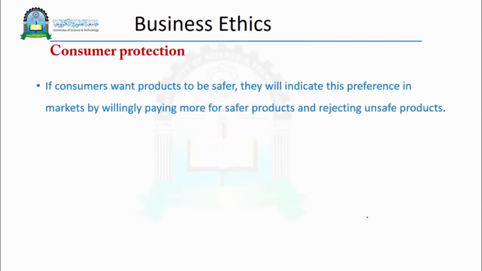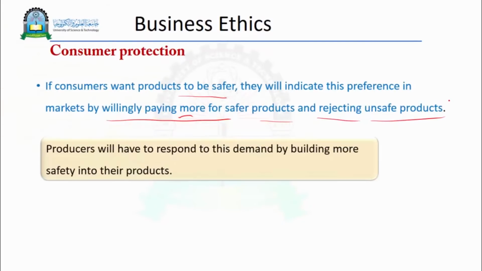However, it is difficult to impose this safety on customers. So if consumers want products to be safe or safer, they will indicate this preference in markets by willingly paying more for safer products and rejecting unsafe products. In that sense, producers will have to respond to this demand by building more safety into their products. And this is what we refer to as the mechanism of the free market.